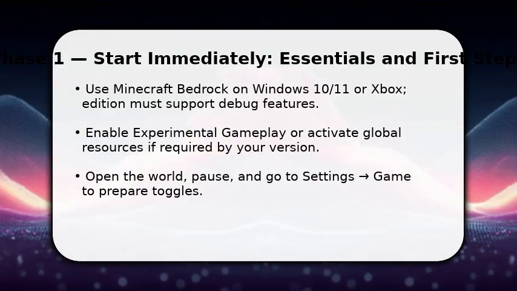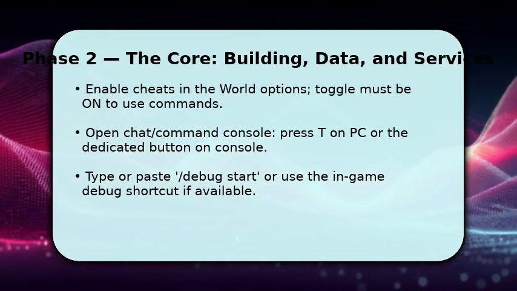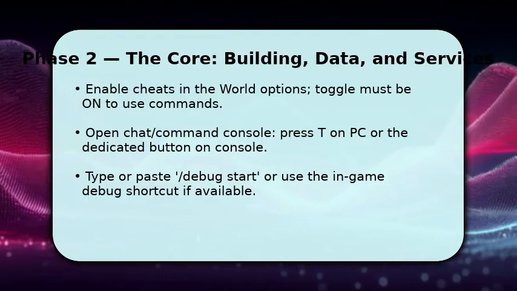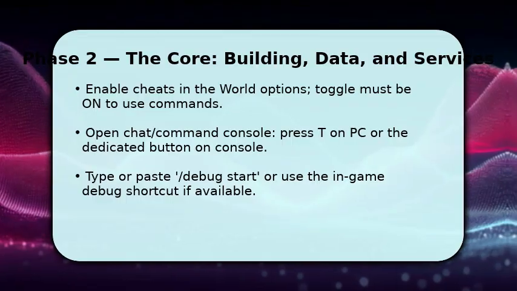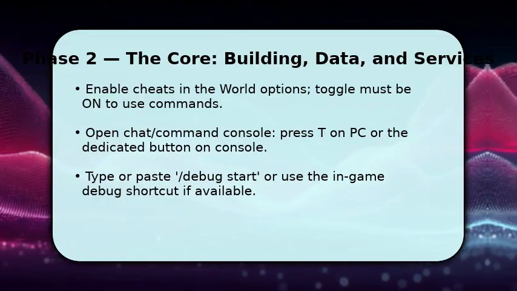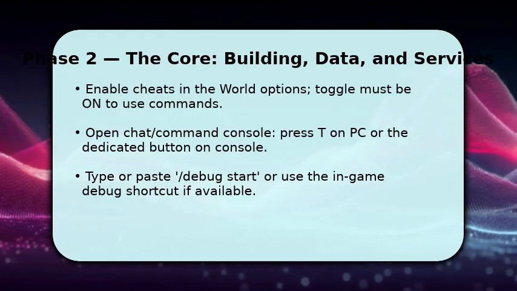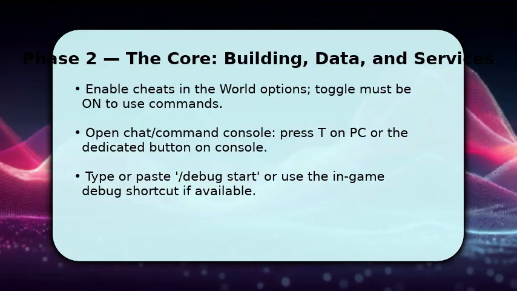Once cheats are enabled, open the chat or command console, press T on PC, or use the controller command input on console. Then, enter the debug command. Type /debug start to begin collecting debug data, or use any platform-specific debug shortcut your build supports.